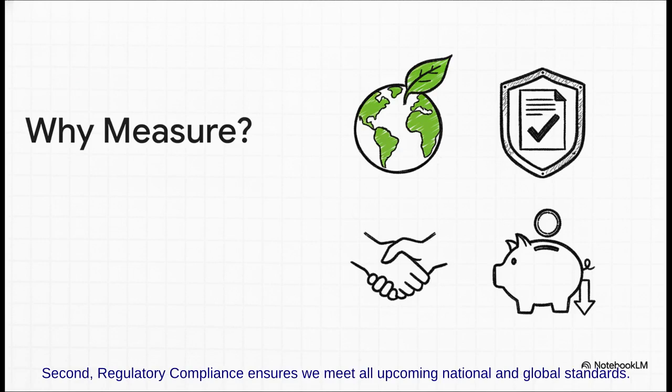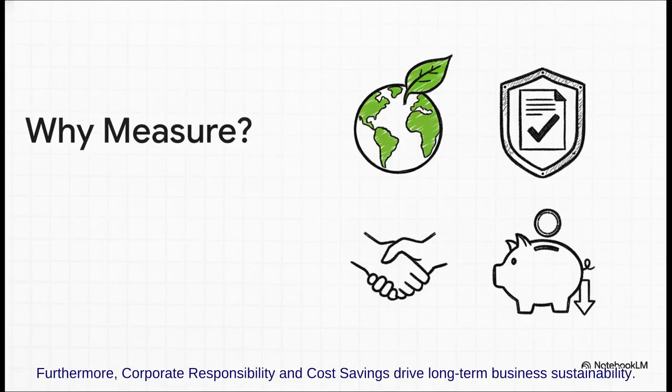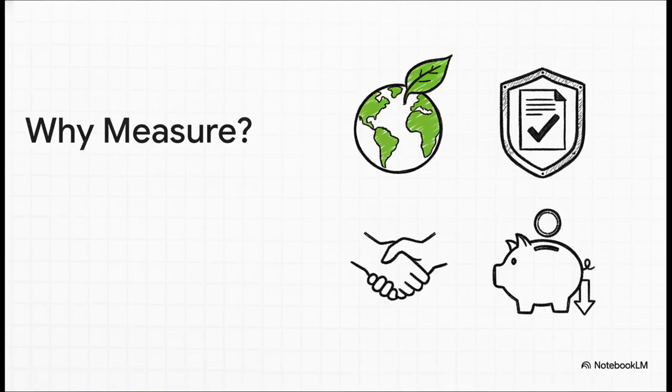Third is corporate responsibility, simply because today's investors and customers demand radical transparency. And fourth, cost savings. This is the absolute game changer. Identifying exactly where your emissions come from means identifying exactly where you're wasting energy. Less emissions almost always equal less overhead, period.